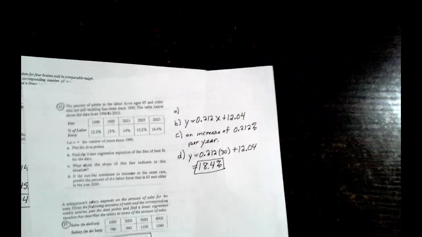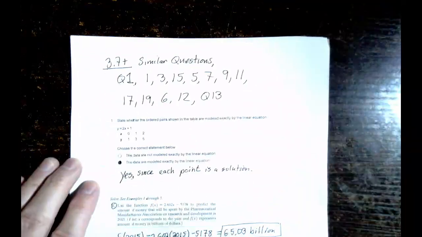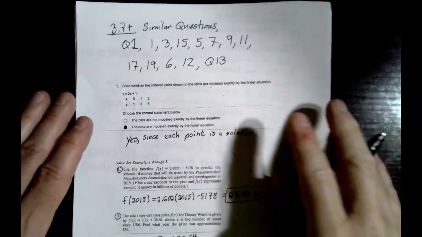All right, so give me a second to get these in the right order. 1, 3, where's 15? 15, 5, 7, 9, 11, 17, 19, and where's 6? 6, 12, and 13. Alright, so there's not that many questions here, but each question takes a bit of work here to do.